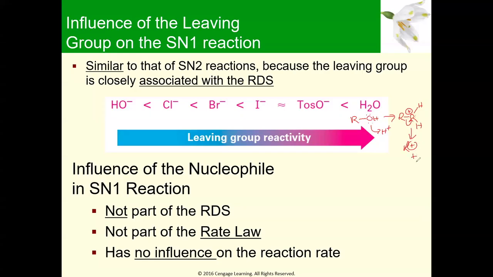And then the other product would be just H2O. So that's why, when you have a bad leaving group like this, I can potentially turn it into a really good leaving group by just slapping an H plus on there. And we do that a lot.